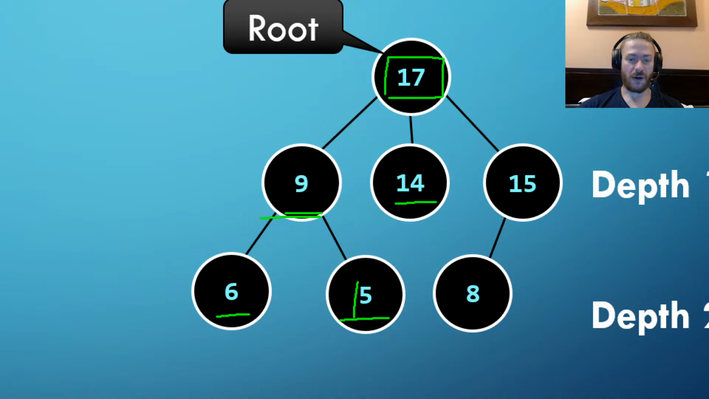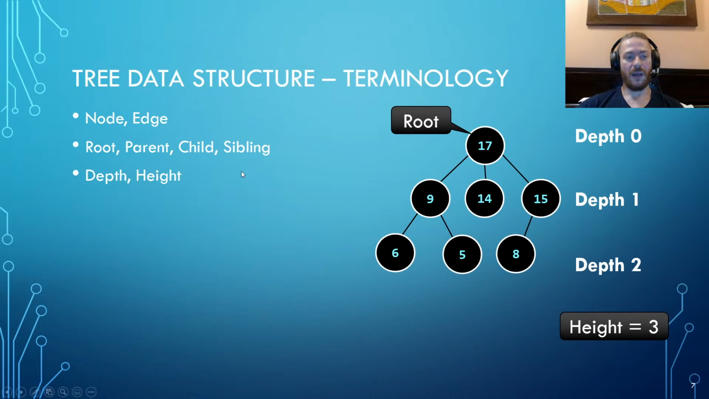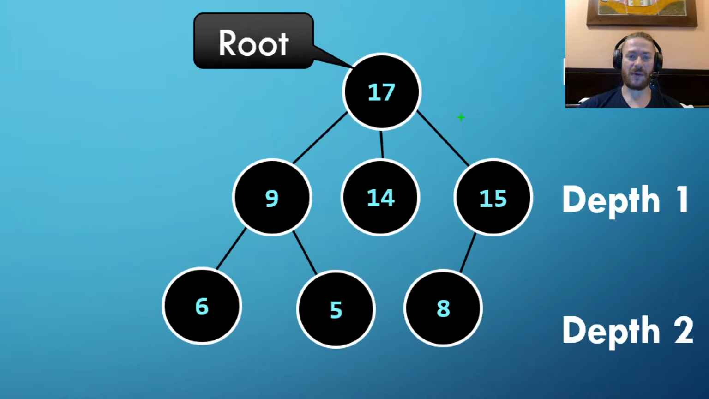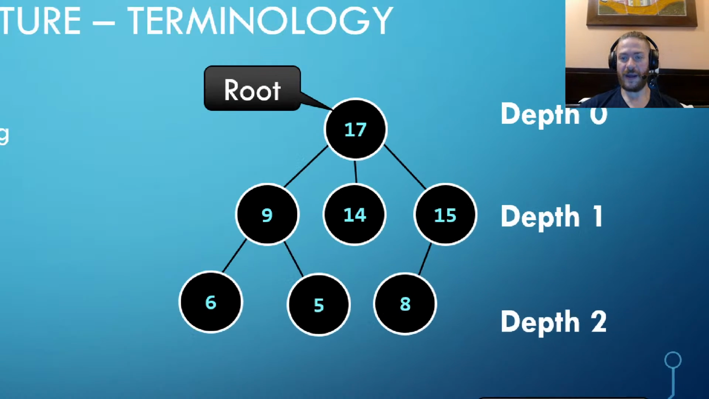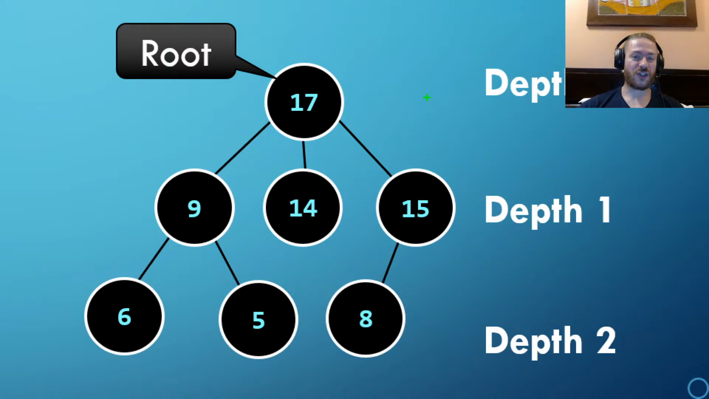6 and 5 are also siblings because their parent is 9. Additionally, we have a depth and height. The height is the number of levels in a tree. So this tree has 3 levels, and the depth is how many connections you need to go if you start from the root to reach a certain node.